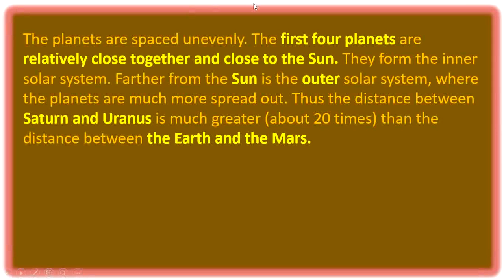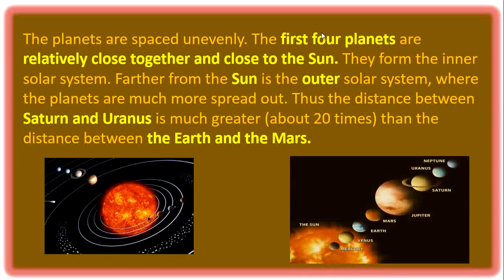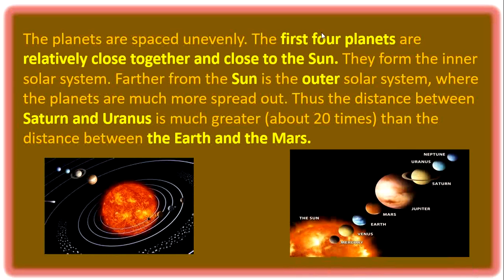The planets are spaced unevenly. The first 4 planets, which are relatively close together and very close to the sun, are called the inner solar system. What is the inner solar system? Further from the sun is the outer solar system, where the planets are spread out.